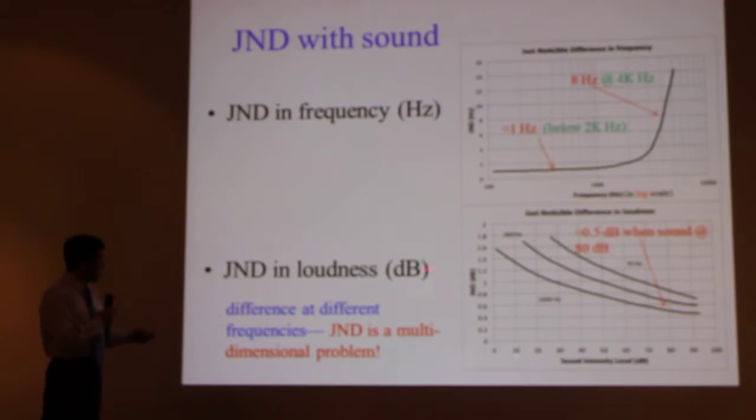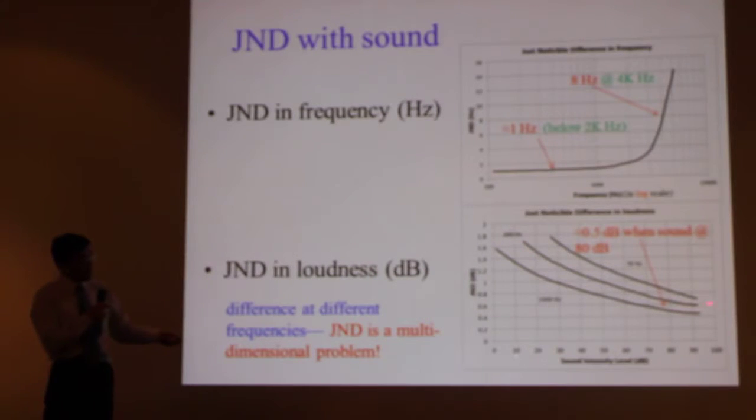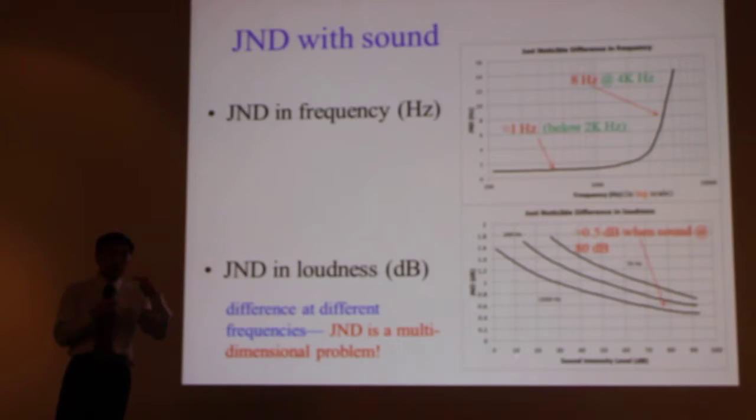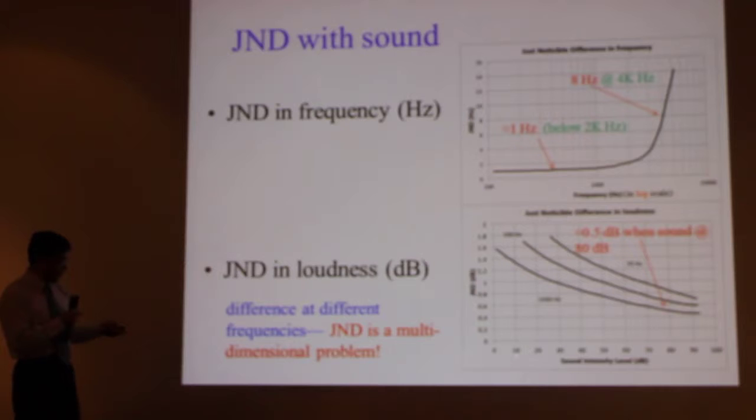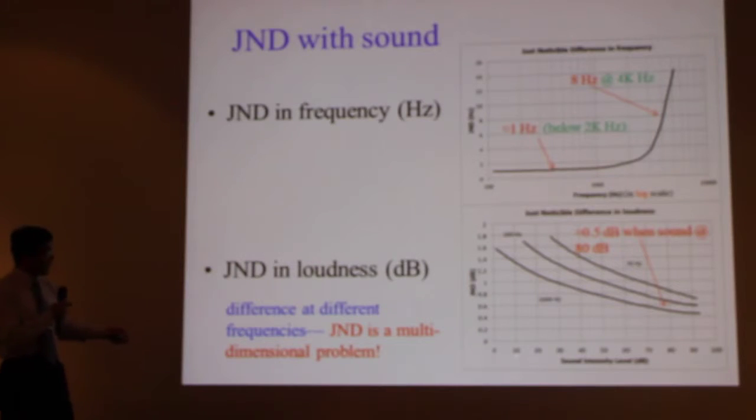Also for sound, if it's for loudness, we can see that the bigger the sound energy, the more the JND drops. That means our human ear is more sensitive to loud sounds than quiet ones. Also, we can see these curves depend on the frequency as well. So basically, JND is a multi-dimensional problem. In this case, it is a function of frequency and loudness energy level.